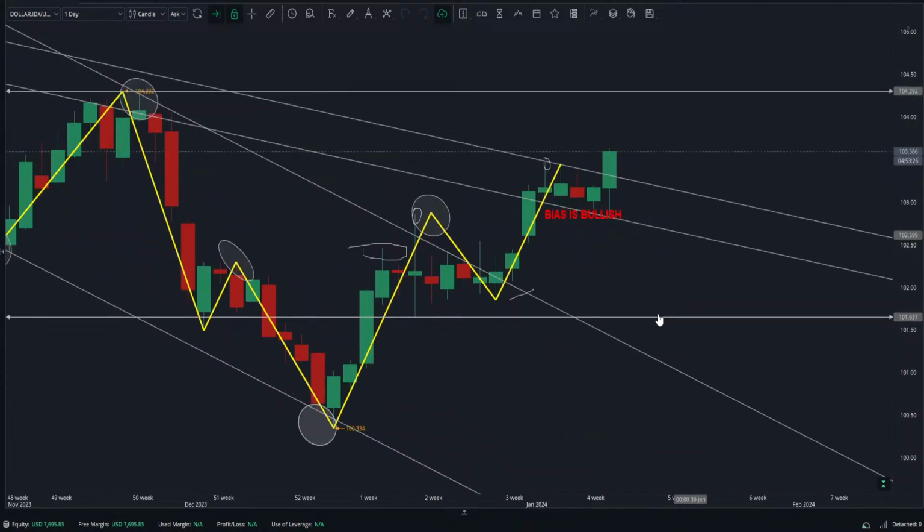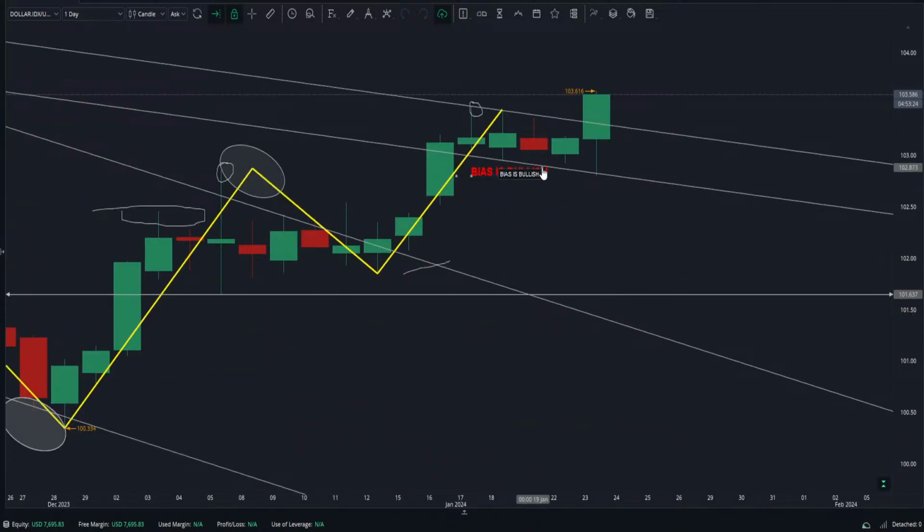Now till yesterday we were aware that the bias is bullish. The bias will remain bullish above 101.63. That means till the time the price is trading above 101.63, it will remain bullish. That is what our opinion was, and this is our opinion till now.